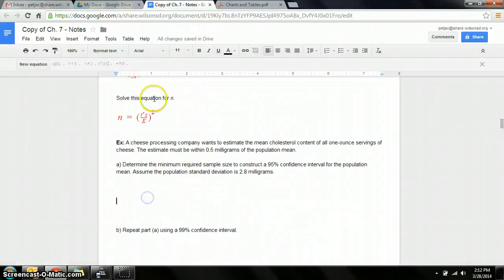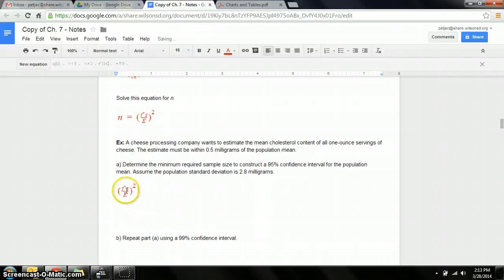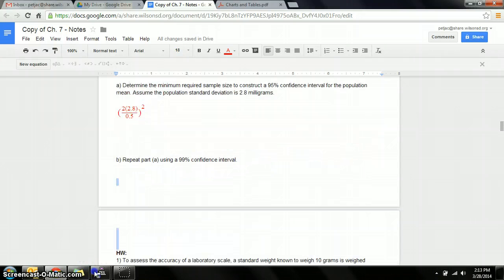So when we're entering this in here, let me just copy this down here. All right, so for our critical value, since it's 95%, we're going to replace that here with 2. Our standard deviation we have is 2.8, so it's times 2.8. Our margin of error we want is 0.5, so 0.5. So we just go about our math here then. We take 2 times 2.8.